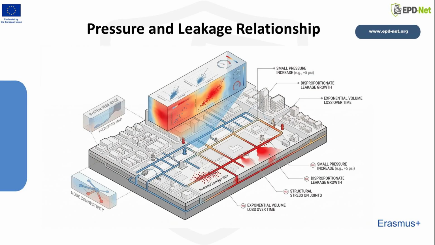In the long term, unmanaged pressure accelerates network degradation. Asset lifespan is reduced, and the frequency of maintenance and repair activities increases. Understanding the relationship between pressure and leakage is therefore critical for developing effective pressure management and loss reduction strategies.